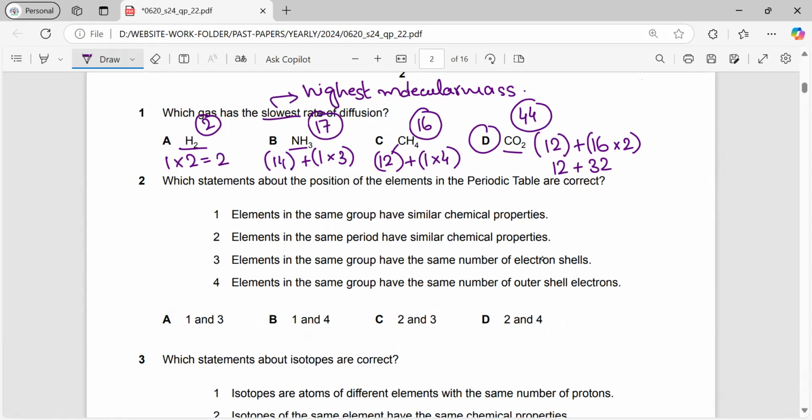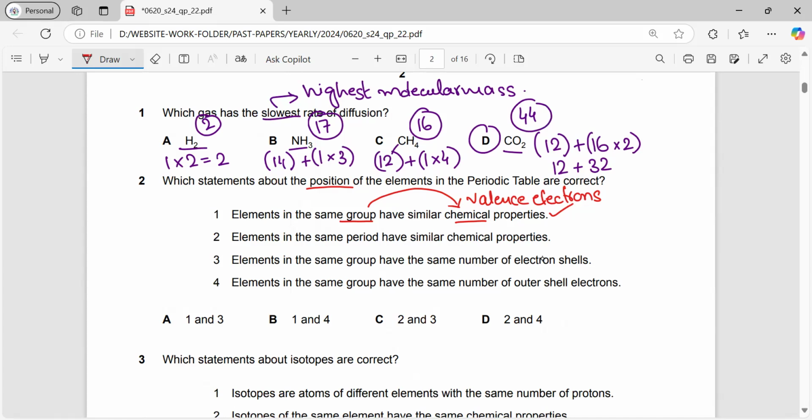Next question. Which statements about the position of elements in the periodic table are correct? About the position. So, the elements in the same group have similar chemical properties? Yes, it's correct, because the elements which are present in the same group have the same number of electrons in their outer shell. The chemical properties depend upon the valence electrons, the number of electrons present in the outermost shell. So it means their chemical properties will also be the same.